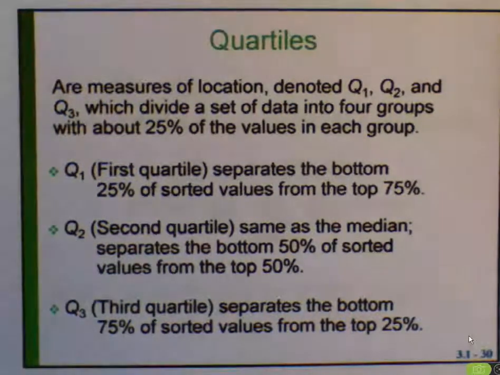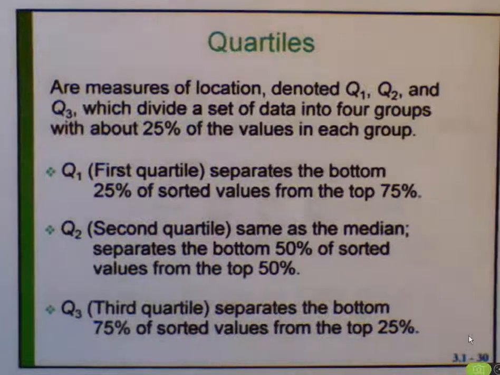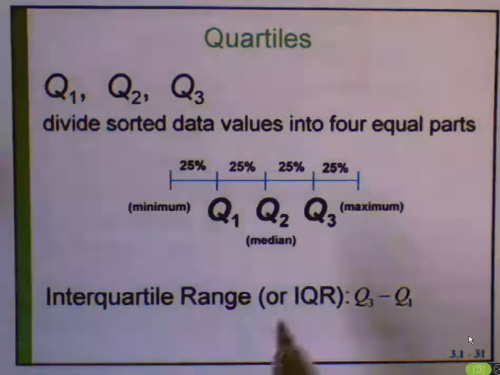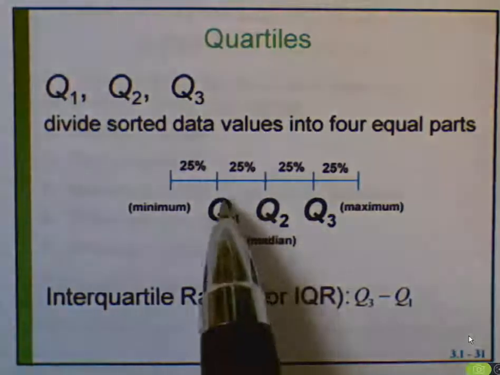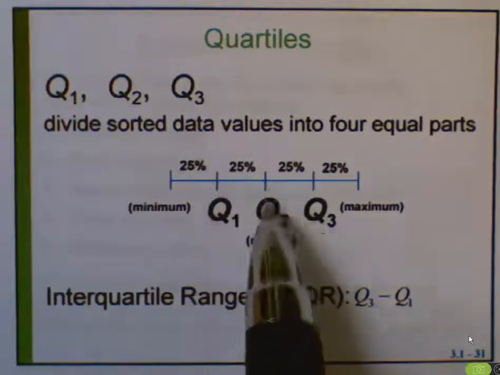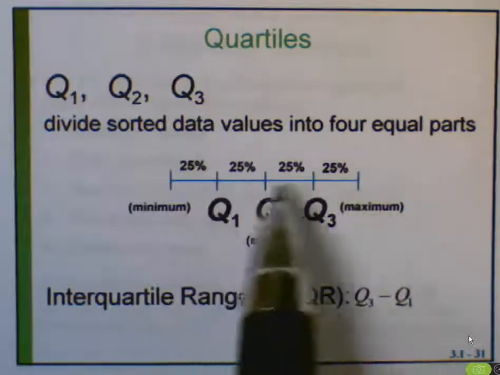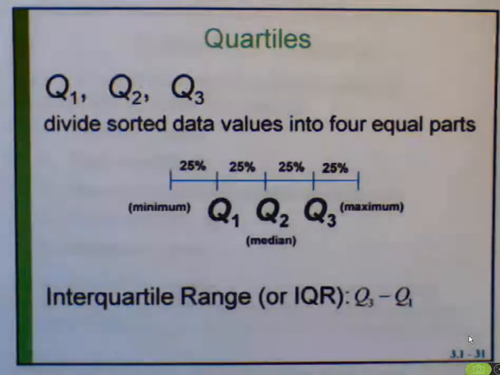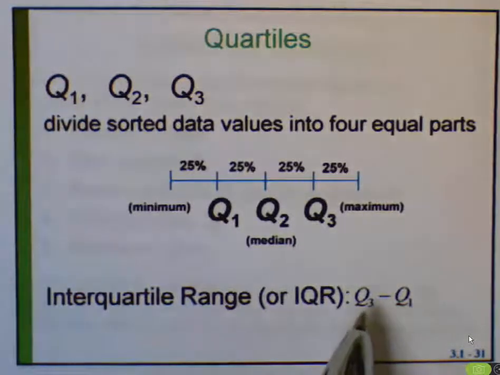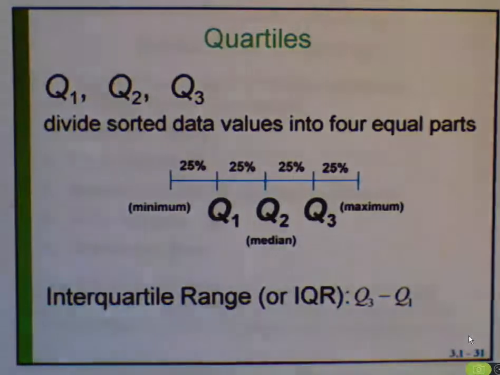We use quartiles to identify outliers, and I will show you that in just a few minutes. Here's an illustration of some data, and here are the 3 quartiles, Q1, Q2, Q3. Those quartiles divide the group into 4 sets with 25% of the data in each group. Again, Q2 is the median, and a new term for us, the interquartile range, is just the difference between the third quartile and the first quartile. So if you found these two numbers, you subtract them to get the interquartile range.